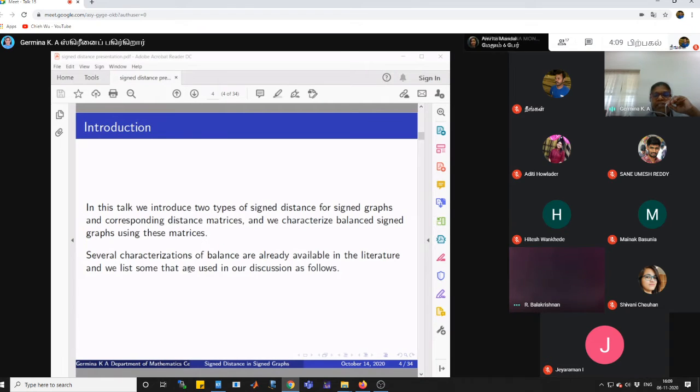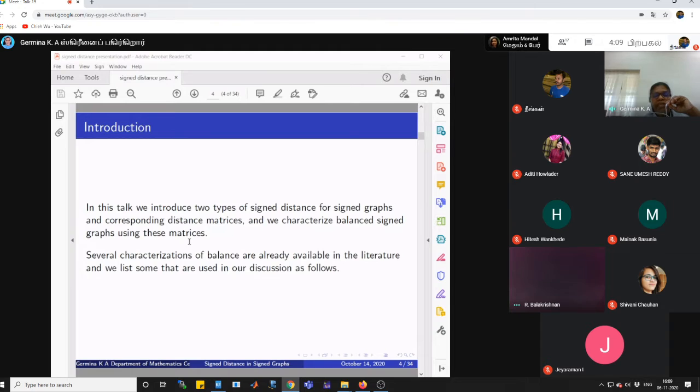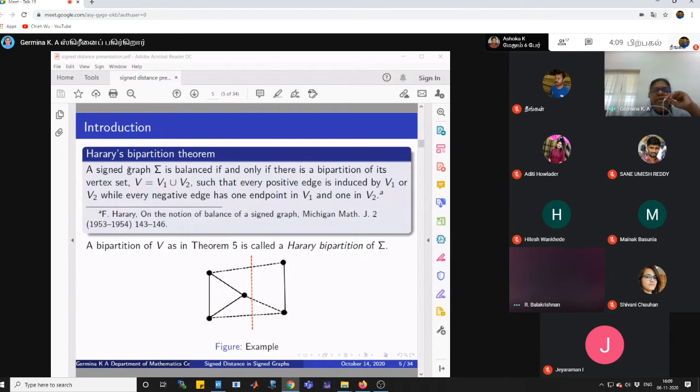So accordingly, it may not be that easy to define what we mean by distance. So what we did is we defined two kinds of distances in signed graphs, signed distances in signed graphs. Before going to signed distance, let us have a look at the existing theorems on balance in signed graphs.